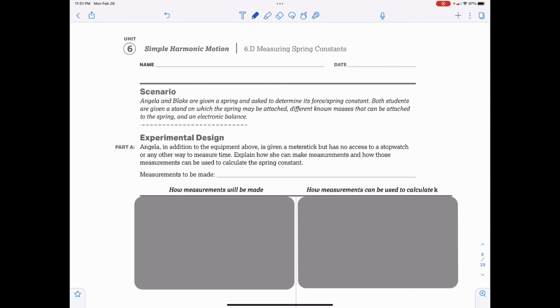AP Physics Workbook, Unit 6, Simple Harmonic Motion. Activity D, Measuring Spring Constants. Please remember to pause or rewind the video as necessary.